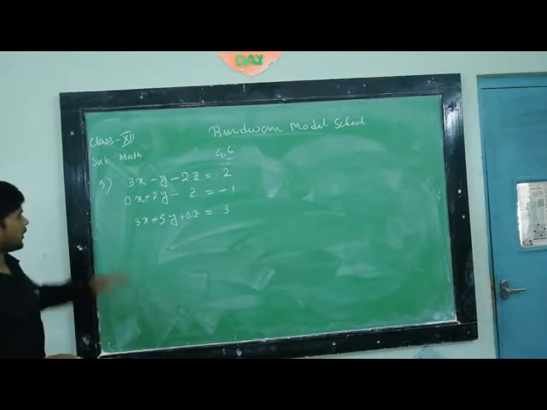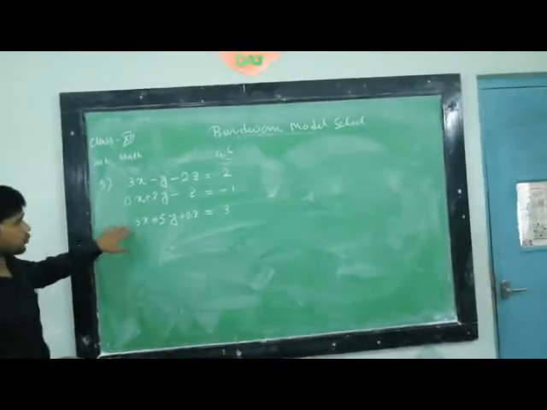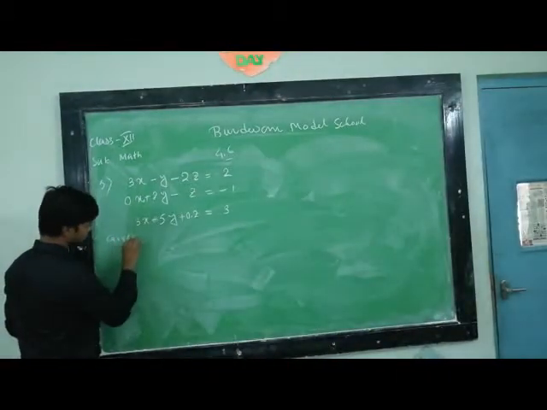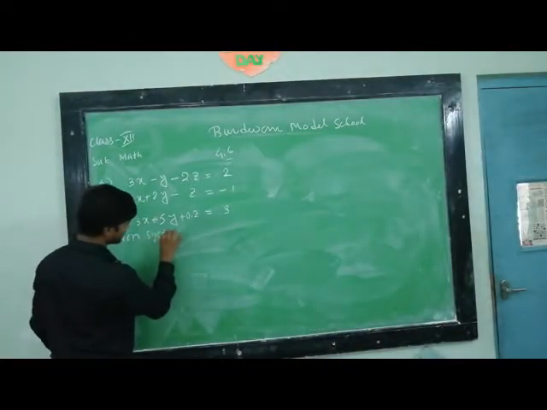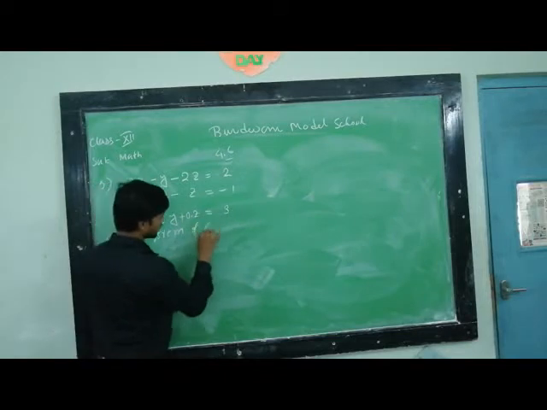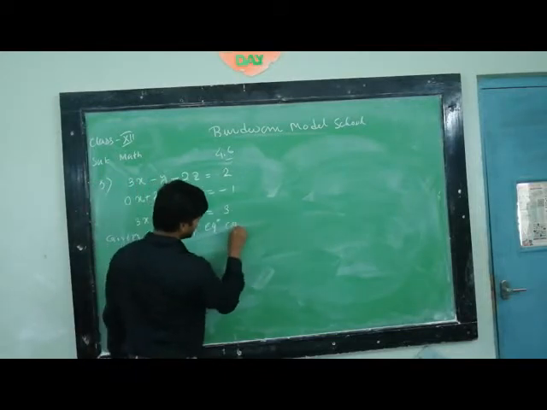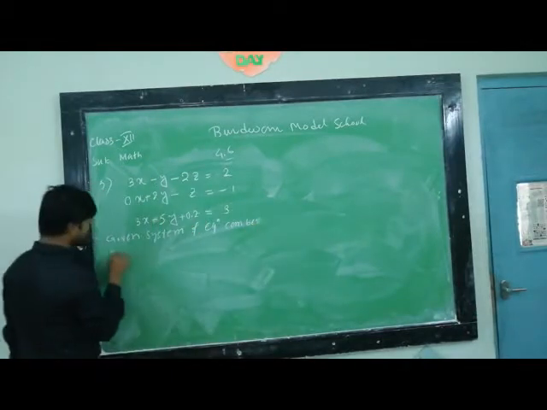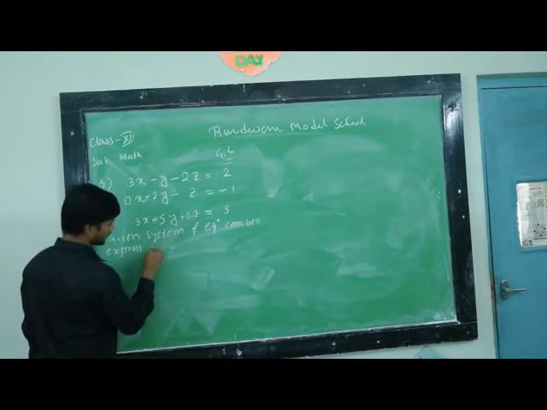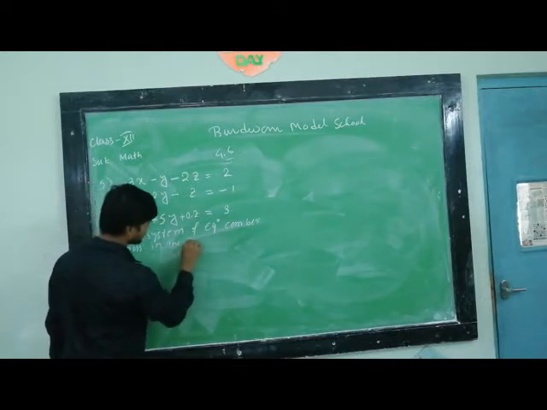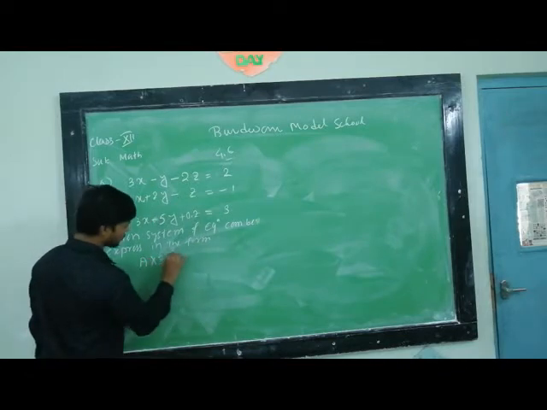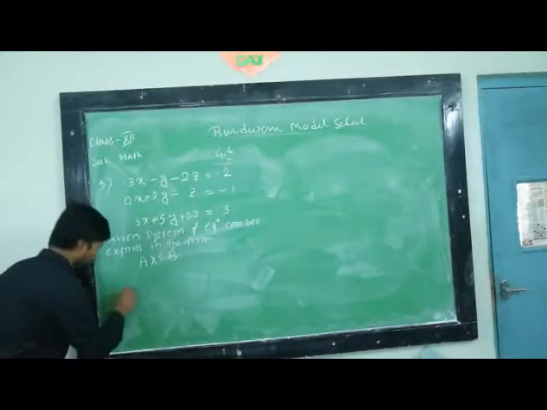Now express the system of equations in matrix form. So the given system of equations can be expressed in the form Ax is equal to B. Okay, so what is A?